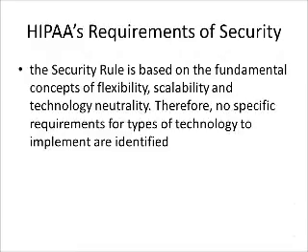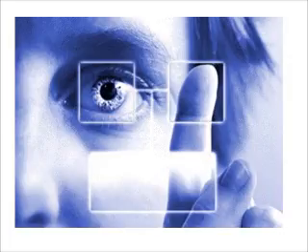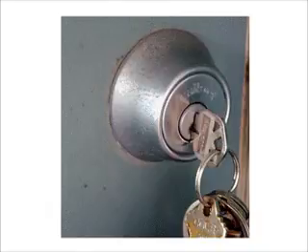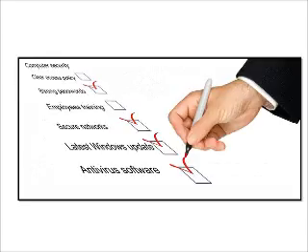HIPAA's requirements of security: the security rule is based on the fundamental concept of flexibility, scalability, and technology neutrality. Therefore, no specific requirements for types of technology to implement are identified. What this means is the security rule allows for differences in entity size and budget for security measures. While one entity may be able to afford an iris scan interface, another smaller entity may need to use a lock and key system because of their budget and their lack of funds to afford such an expensive system.